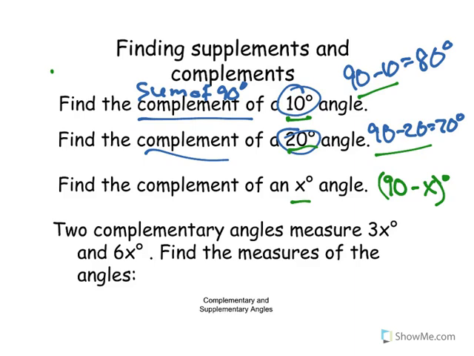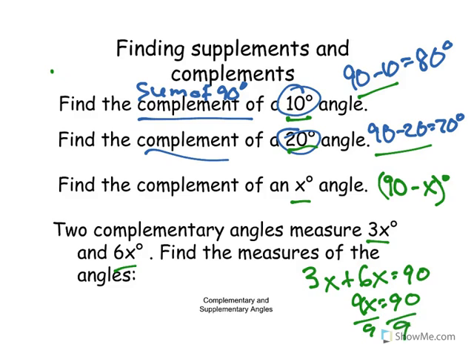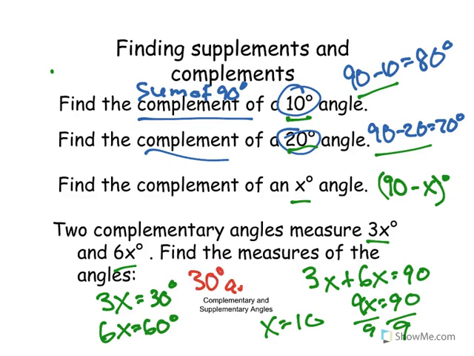Now we need to use a little very basic algebra. We have 2 complementary angles that are 3x and 6x. So we'd say the angle that's 3x plus the angle that's 6x has to be equal to 90, which gives 9x equals 90, which gives x is 10. And if x is 10, 3x is 30, and 6x is 60. So now we can answer the question: find the measures of the angles. The angles are 30 degrees and 60 degrees. So that would be our answer.